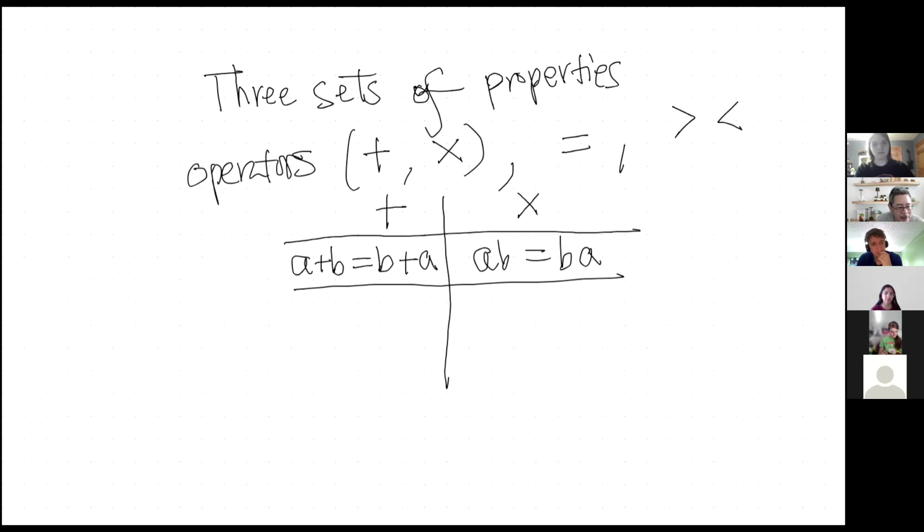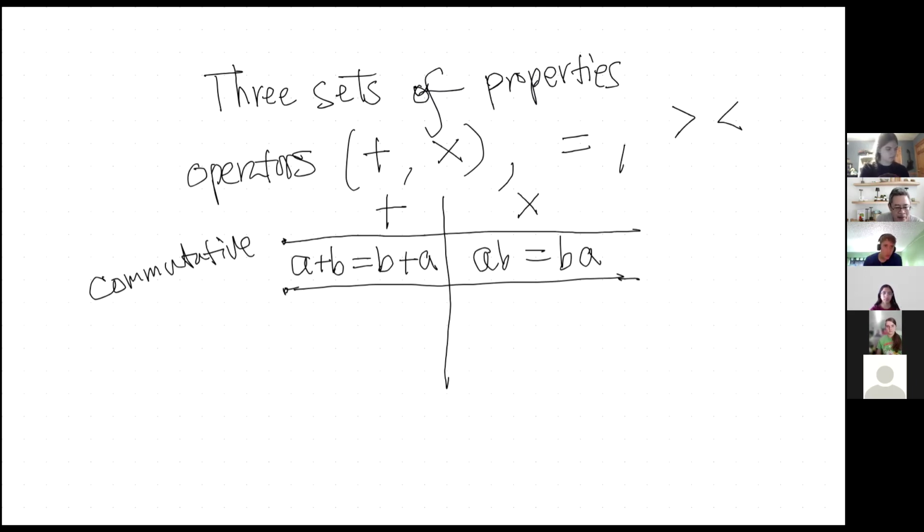Commutative. Commutative, very good. So that's basically what we need to know about those properties. Otherwise, we don't really learn. Even though we might be able to do some problems, we haven't really learned the essence of algebra.